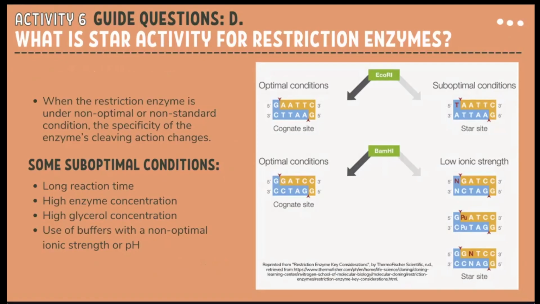For the fourth question, what is star activity for restriction enzymes? So star activity is basically a property of restriction enzymes where under non-optimal conditions, the specificity of the enzyme's cleaving action changes, where it may act on DNA sequences with some minor differences to the original site. So for example, is EcoR1, where in optimal conditions, it recognizes and cleaves the site GAATTC, but its star activity may result in the cleavage of TAATTC or even CAATTC.